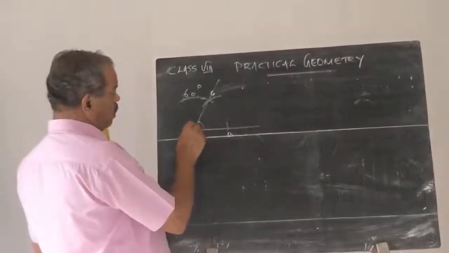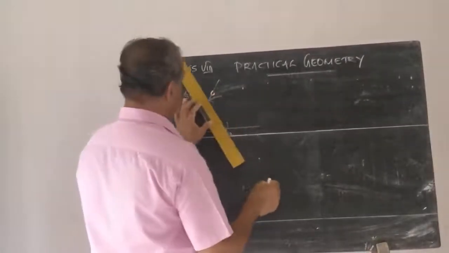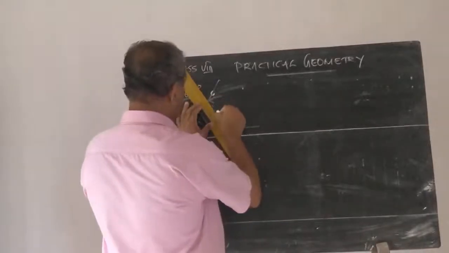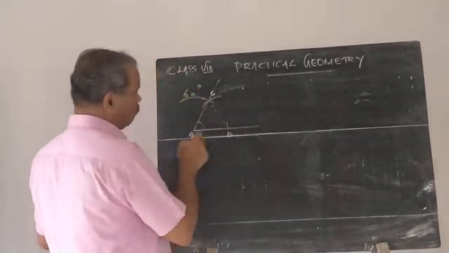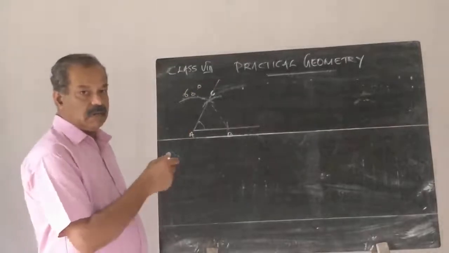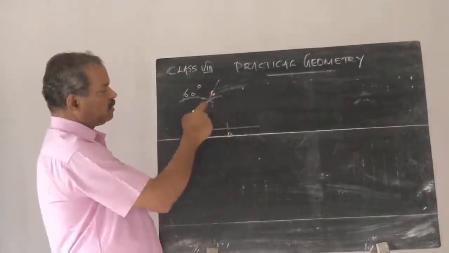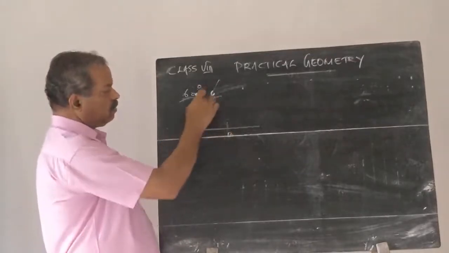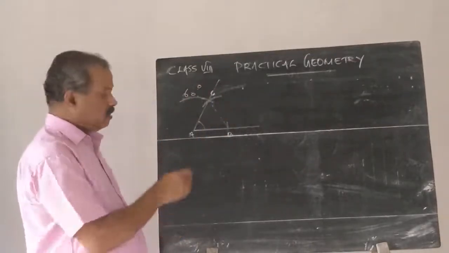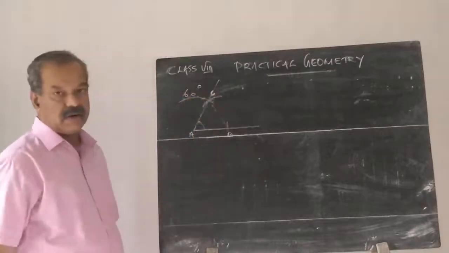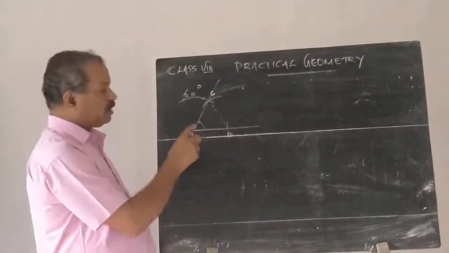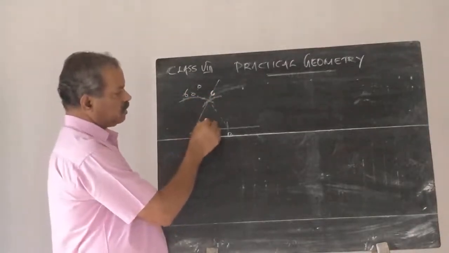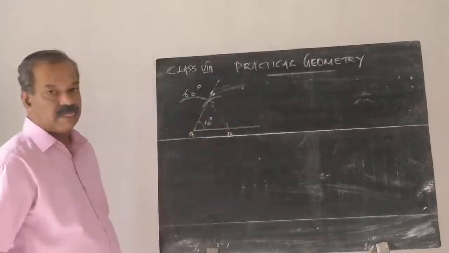If we join BC also like this, then what is the relation among AB, BC and AC? AB is equal to AC is equal to BC. That means ABC is an equilateral triangle. Each angle of an equilateral triangle is 60. So this measure is 60 degrees.